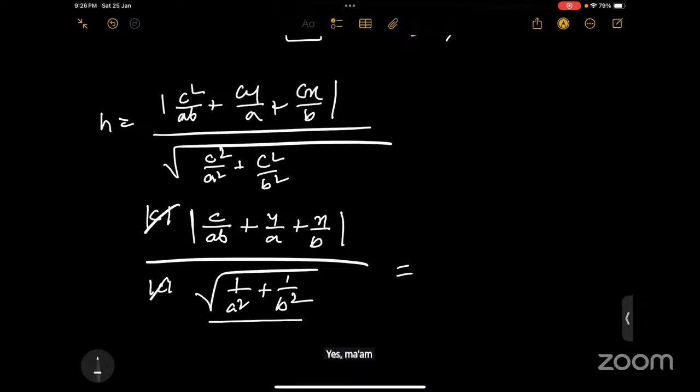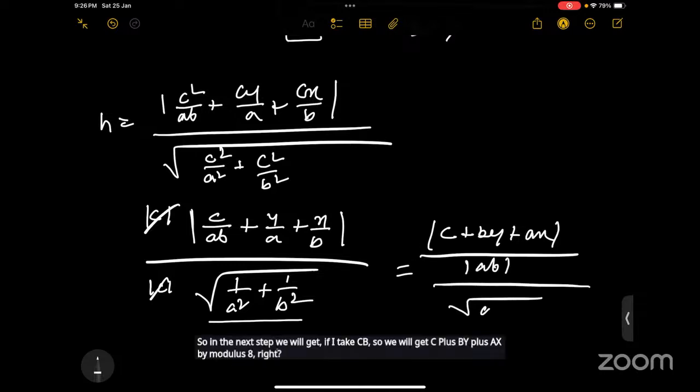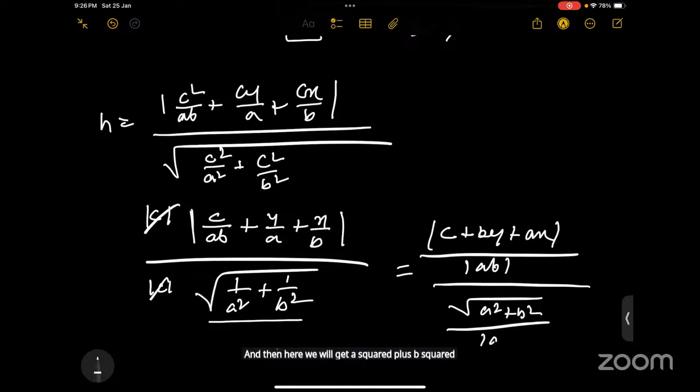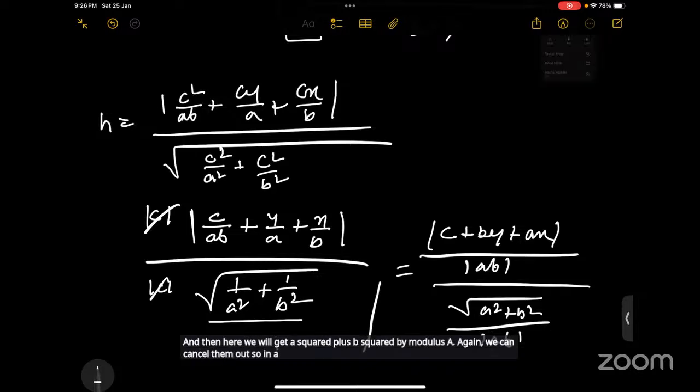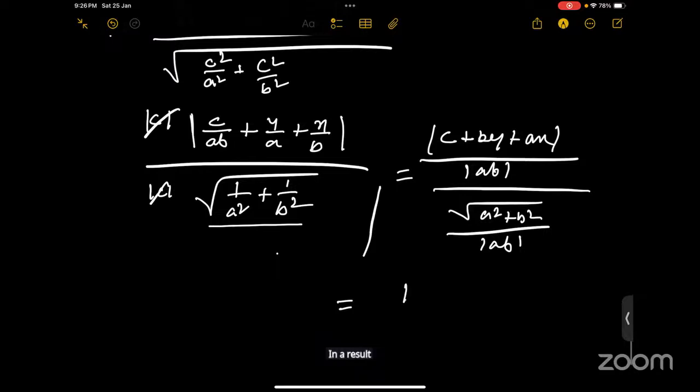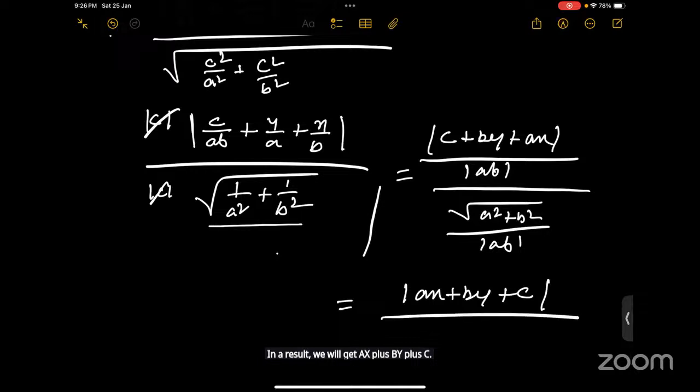Then we can cross multiply this AB, right? So in the next step, if I take CB, we will get C plus BY plus AX by modulus AB, right? And then here we will get A square plus B square by modulus AB. Again, we can cancel them out. So in the result, we will get AX plus BY plus C by the root of A square plus B square, right? Yes, this is our height.